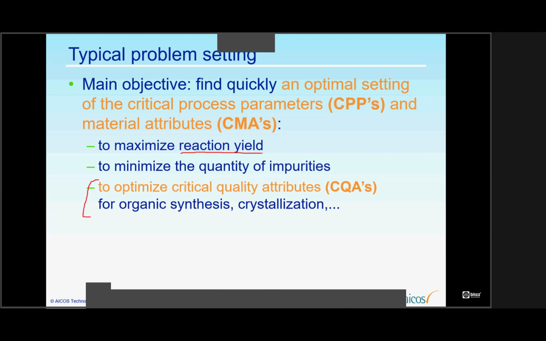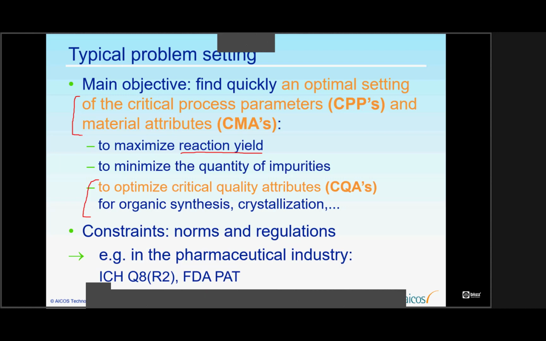and also using the materials in the right quantities. This is what is called, in the context of quality by design, critical process parameters and material attributes, so CPPs and CMAs. And this doesn't come from our company. This comes from regulations, and the classical regulations in this area for pharmaceutical development are ICH Q8 from 2009 and the Process Analytical Technology regulation from the FDA from 2004.